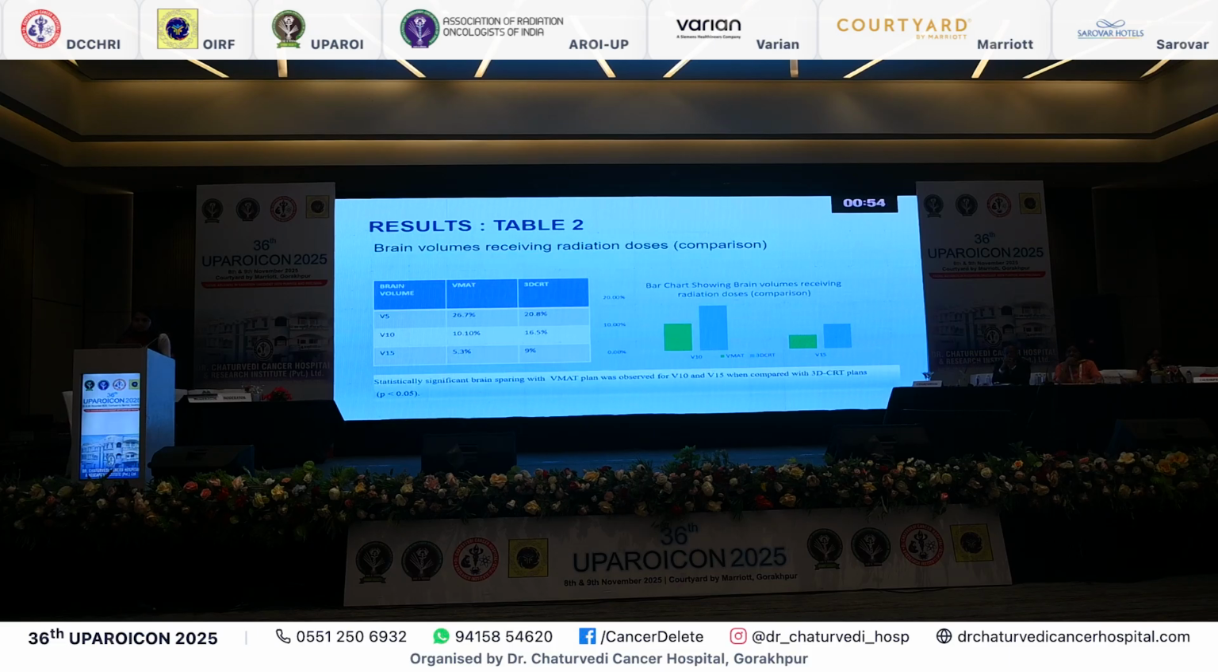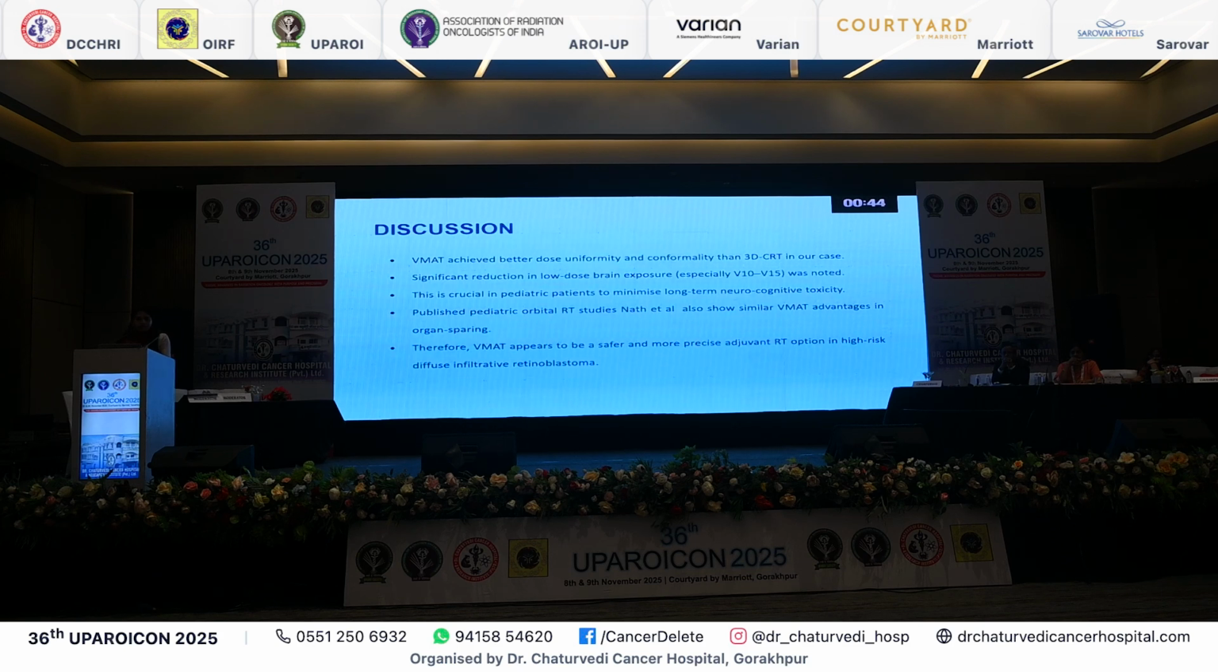And this is the brain volume receiving the radiation doses in VMAT and 3D CRT, which shows that in V10 and V15 there is significant brain sparing as compared to the 3D CRT. And the p-value is also significant. In the discussion, VMAT achieved better dose uniformity as well as conformity as compared to the 3D CRT in our case. And also, VMAT appears to be a safe and more precise adjuvant radiotherapy option in high-risk diffuse infiltrating retinoblastoma.